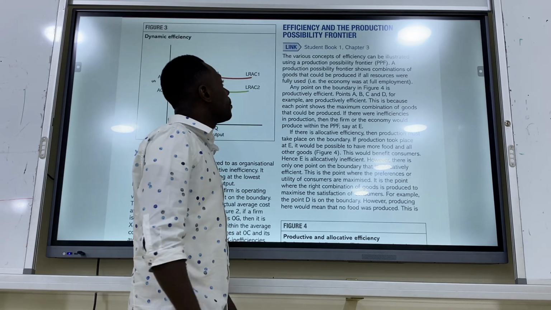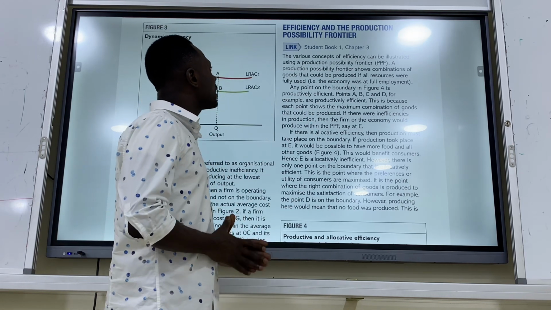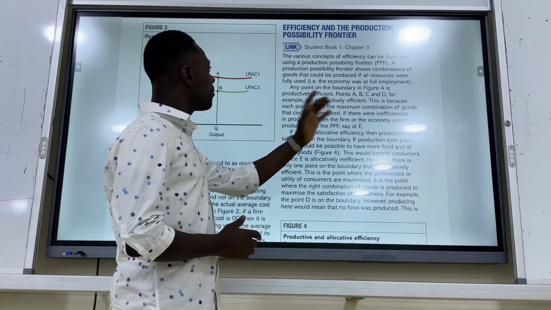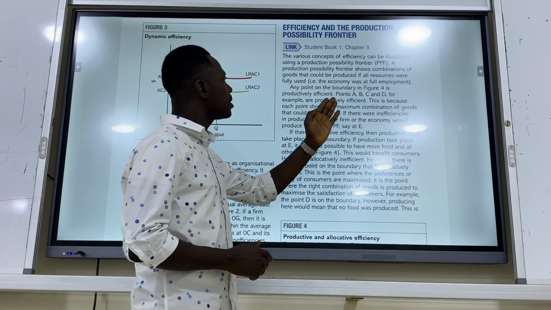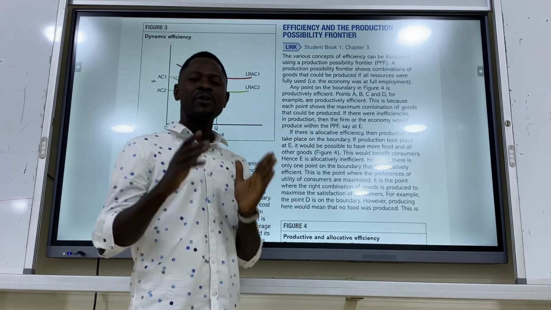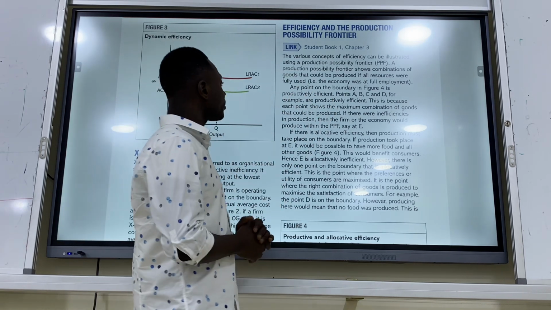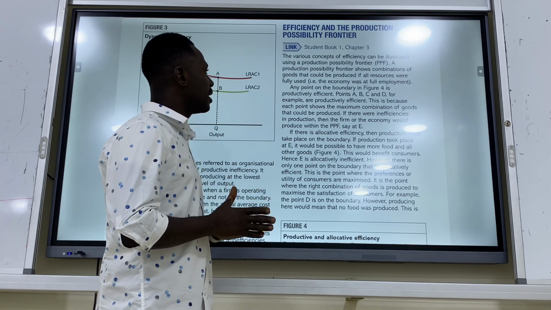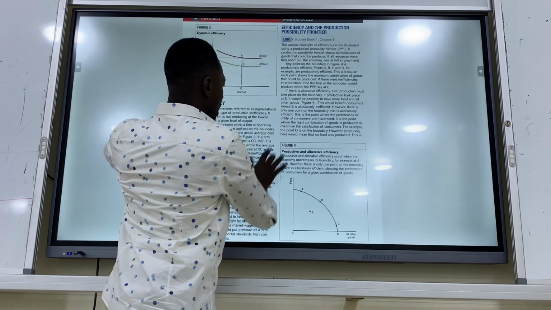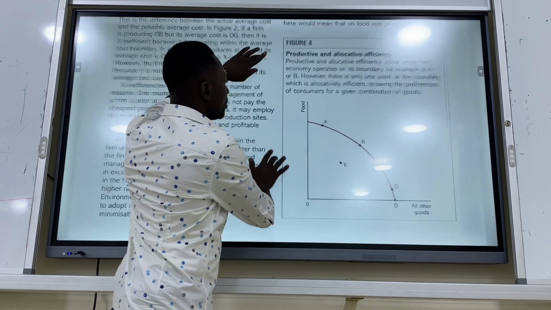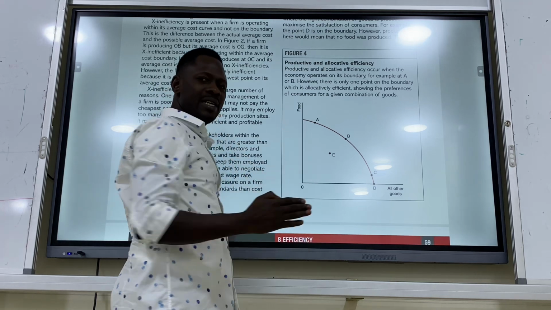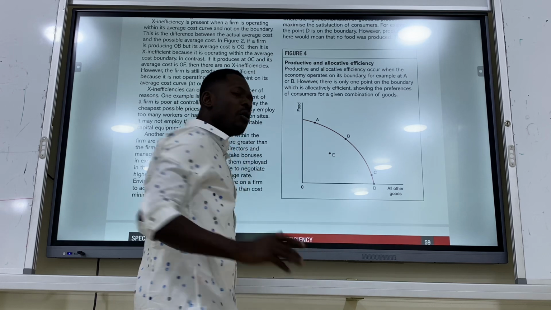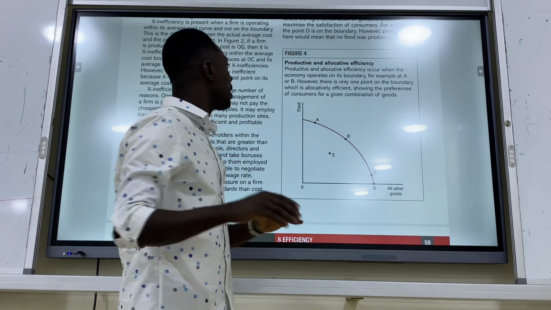Efficiency and the production possibility frontier. The various concepts of efficiency can be illustrated using a production possibility frontier, the PPF. A production possibility frontier shows combinations of goods that could be produced if all resources were fully used. That means they are fully employed within the economy. Any point on the boundary in figure 4 is productively efficient. Any point, that means we have a boundary here, we have our graph, okay? So they said, any point on the boundary of the PPF, A, B, C, D, are all productive efficient. That is the point they are making there.